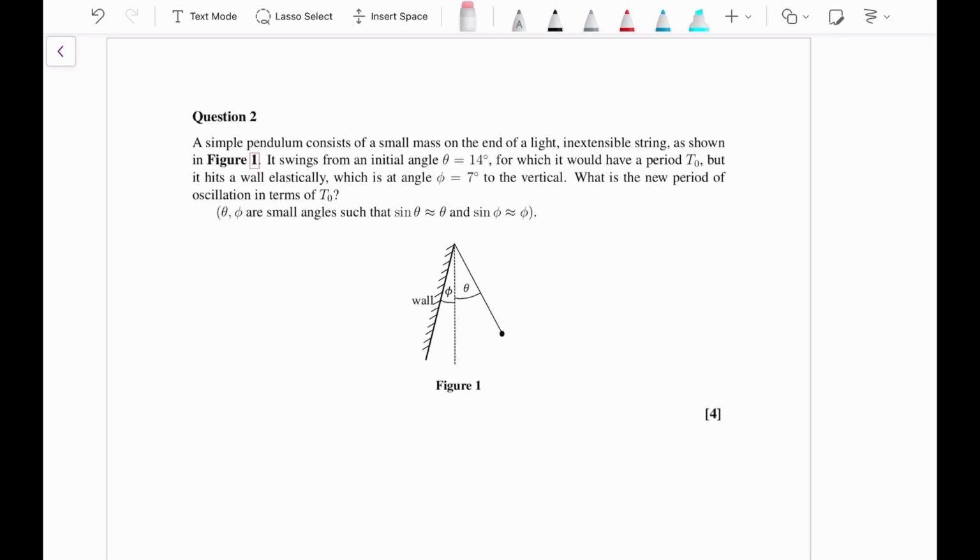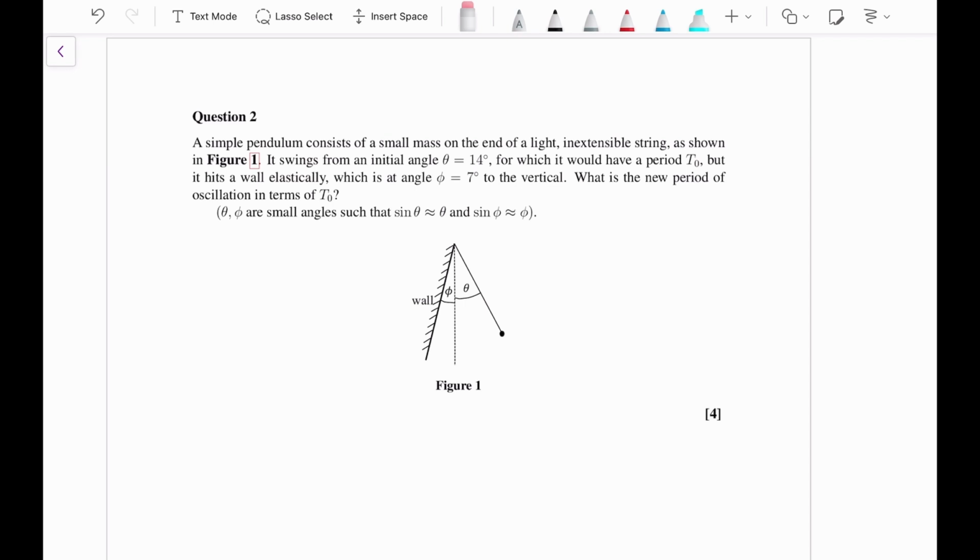Now let's look at the second question. It says, a simple pendulum consists of a small mass on the end of a light inextensible string, as shown in figure 1. It swings from an initial angle of theta equal to 14 degrees, for which it will have a period of T0, but it hits a wall elastically, which is at an angle phi equal to 7 degrees to the vertical. What is the new period of the oscillation in terms of T0? It also gave us that theta and phi are small angles.